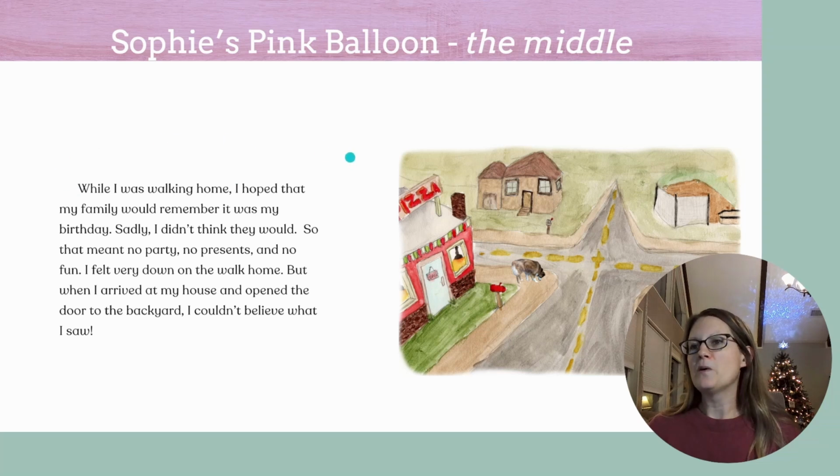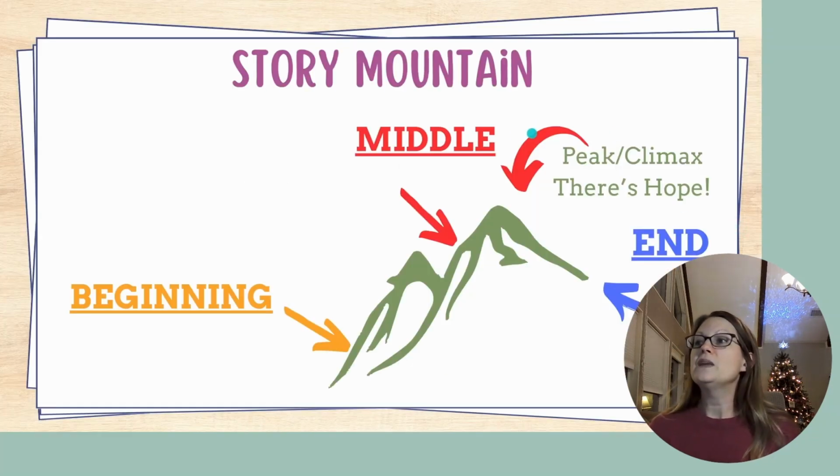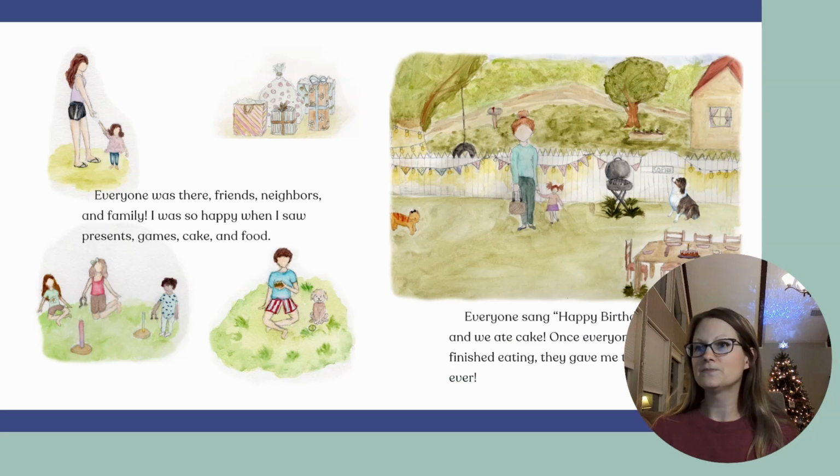While she's walking home, she hopes that her family will remember something: it's her birthday. That's why she was at the fair, celebrating her birthday. But she's sadly walking home, thinking there'll be no party, no presents, nothing's going to happen. And then you have a peak or climax moment where there's hope. Something good is about to happen that changes how they feel.